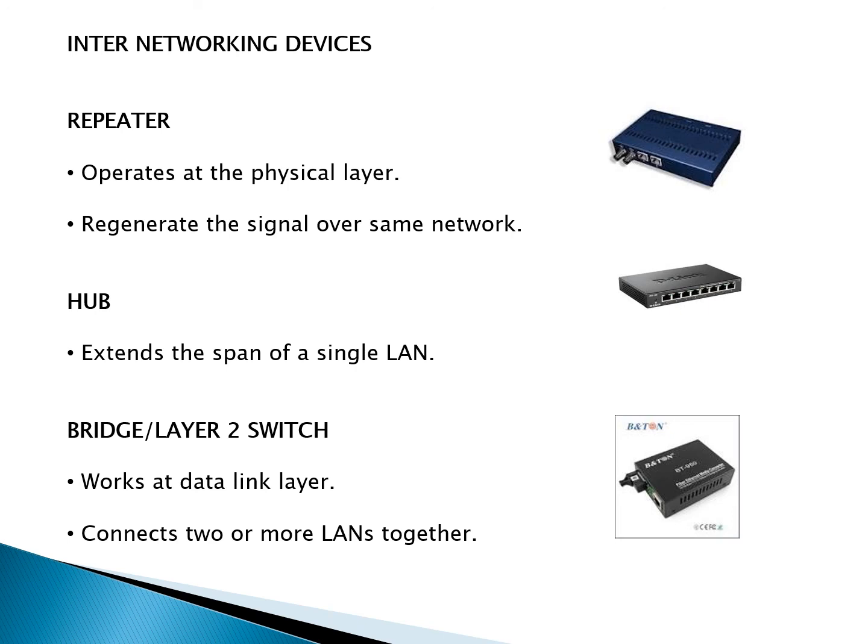Next device is bridge. Sometimes it is also called layer 2 switch. A bridge operates at data link layer. A bridge is a repeater with the add-on functionality of filtering content by reading the MAC addresses of source and destination. MAC address is nothing but the physical address of the device. It is also used for interconnecting two LANs working on the same protocol.